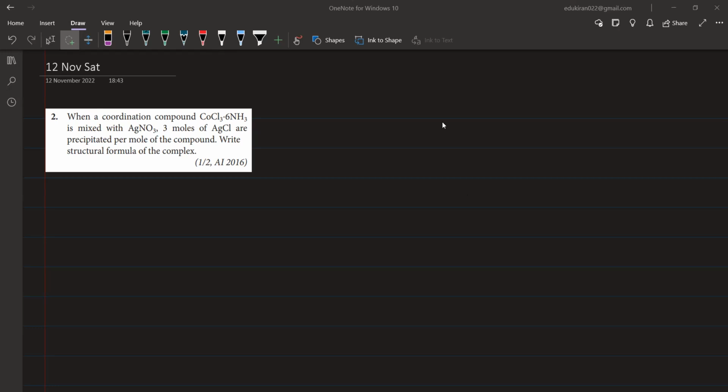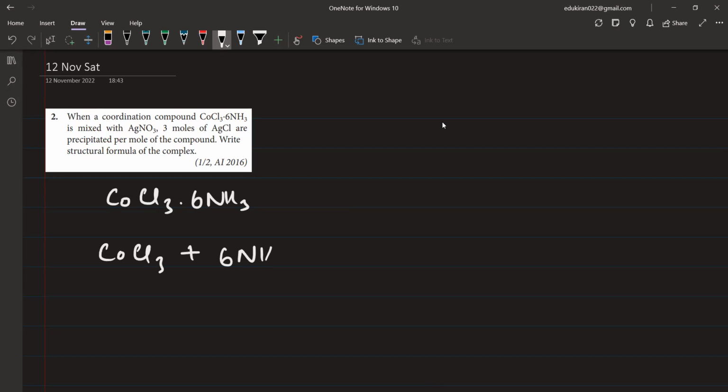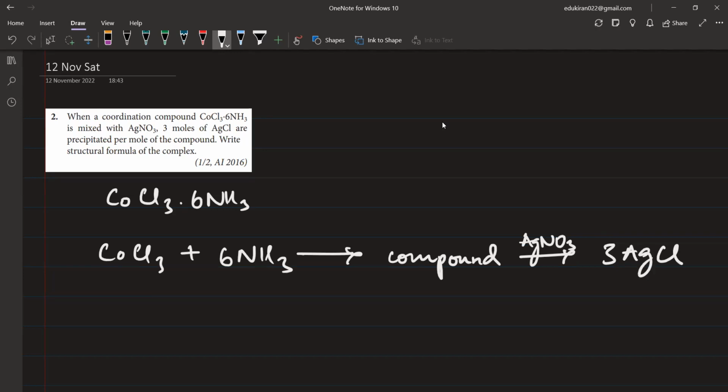This is according to Werner's theory. If I have a molecule like this, CoCl3·6NH3, this molecule means that we have cobalt chloride and we are adding 6NH3. From this we are getting a compound. Now when this compound is being treated with AgNO3, I am getting how many moles of AgCl? I'm getting 3 moles of AgCl.